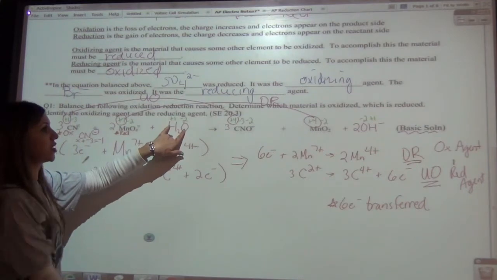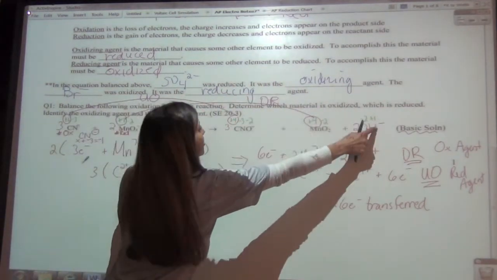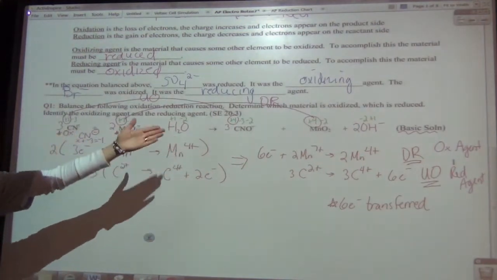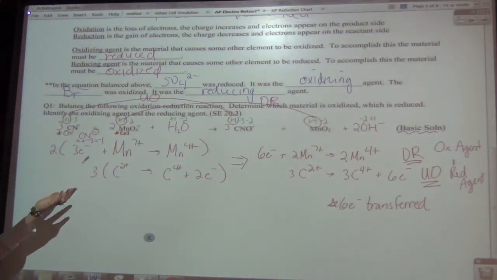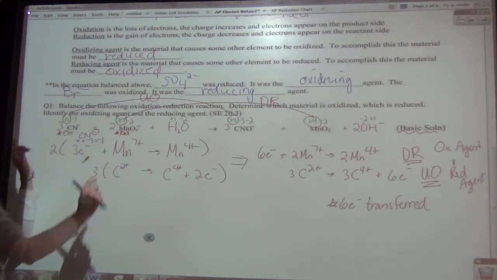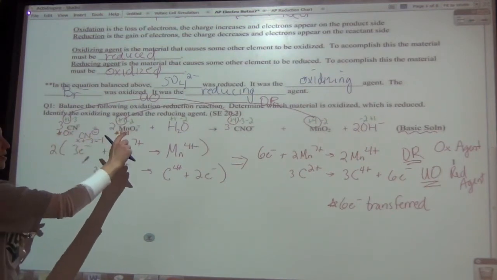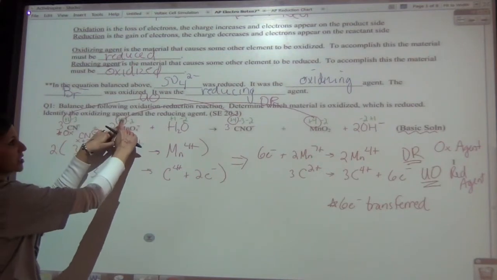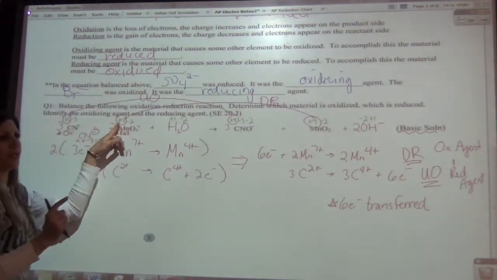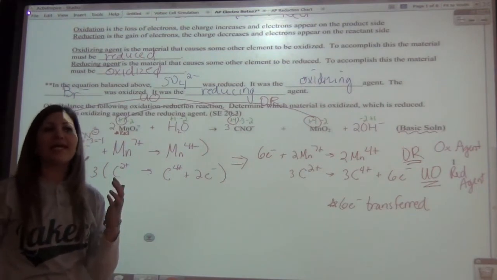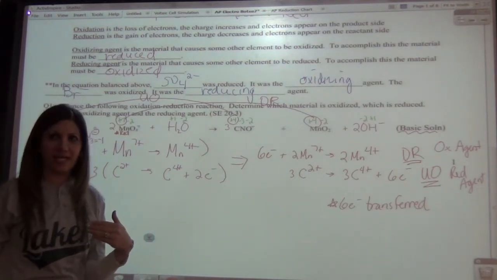This one, nothing's changing. If you look at the H, it's still a +1, and you look at the O, it's still a -2, so the oxygen's not changing. So it would have to be the MnO4 that is the one that's changing, or the permanganate ion. So in this case, again, if you look, it's 7 going down to 4, so that would be your down, reduced. Or a question may ask you, is it losing electrons or is it gaining electrons?